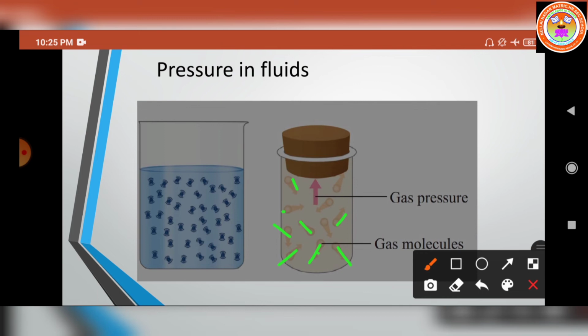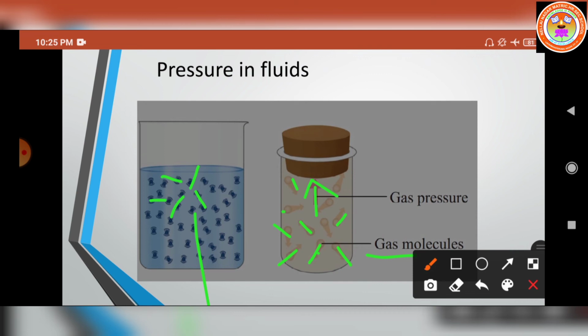See the figure also. Here the pressure is exerted in all the directions. The first one is given as which one? The fluid. The pressure of the fluid is exerted in all the directions. This is one direction, this is another direction, like that. And second, we have to consider the molecules of a fluid. Here also the molecules are likely to move equally in all directions. These are gas molecules and this arrow mark indicates which one? The gas pressure.